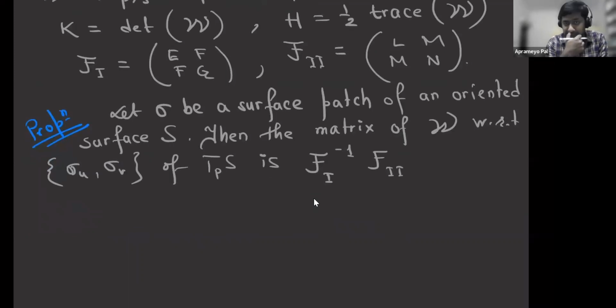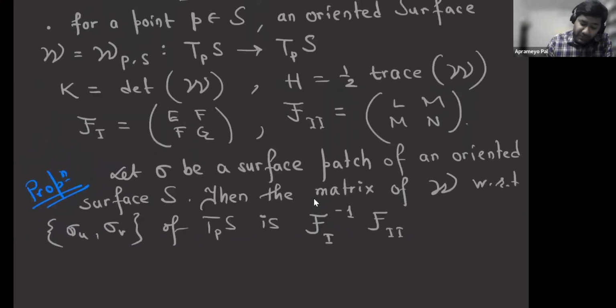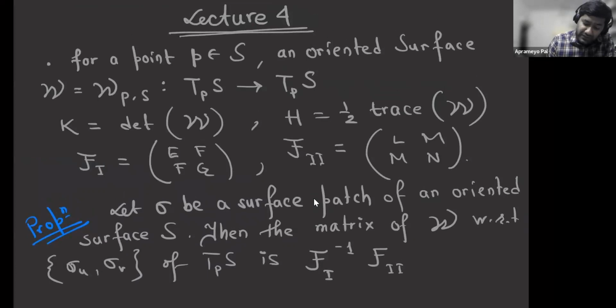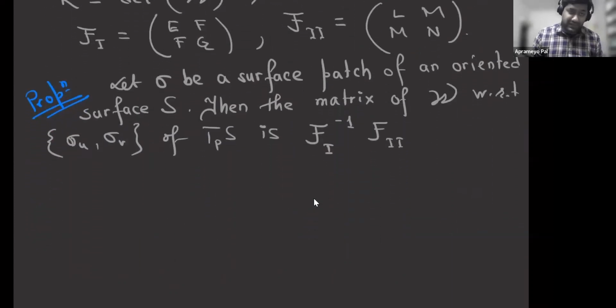Once we have this, our hope is that we can apply the definition of this matrix and find explicit formulas for computing the Gaussian and the mean curvature in terms of the coefficients of the first and second fundamental forms, which we'll see in some examples is then easy to compute. Okay, so this was the last talk till yesterday. Now let me continue to the proof of this.